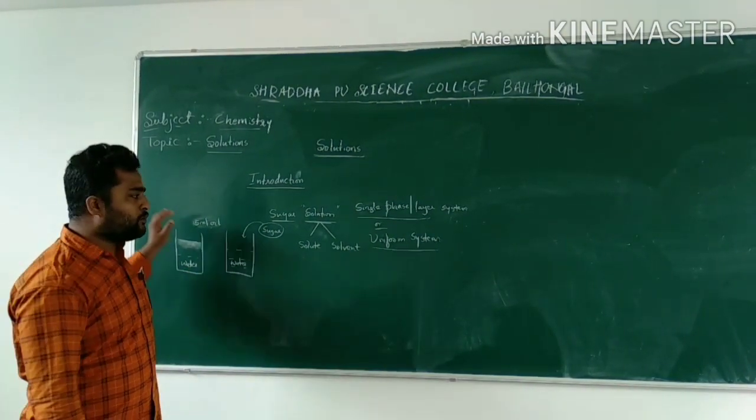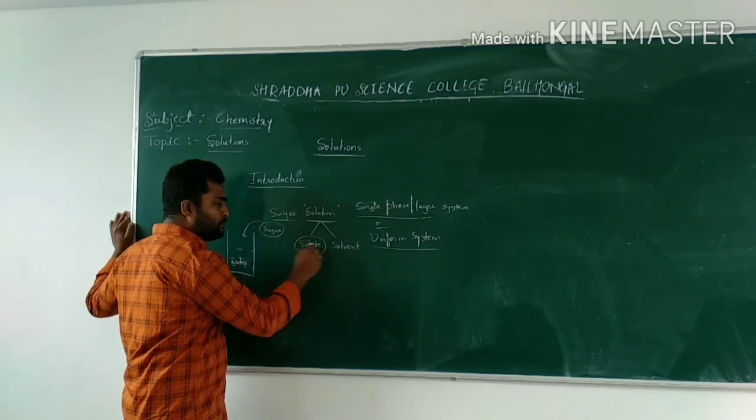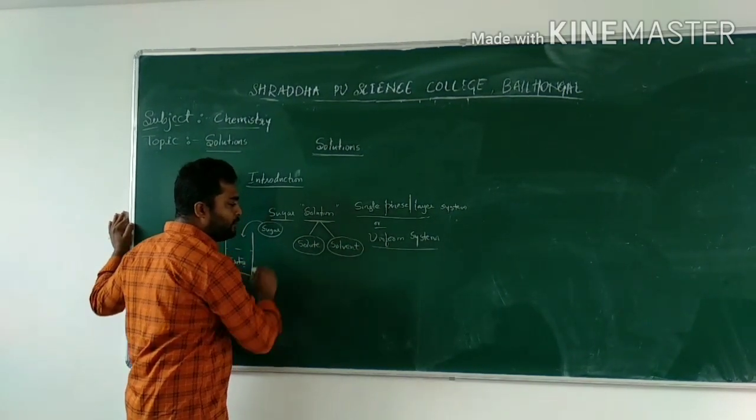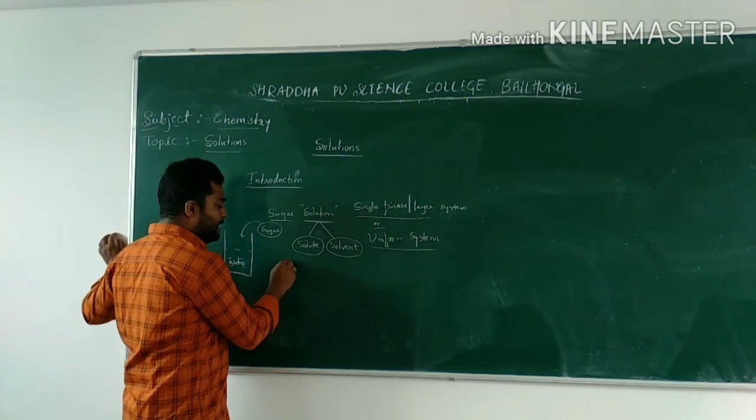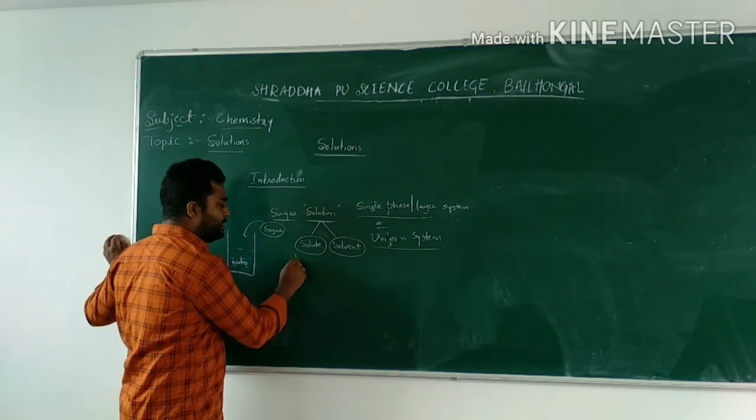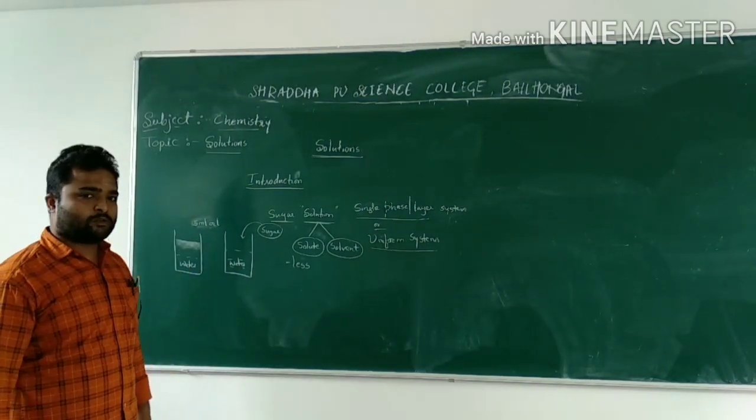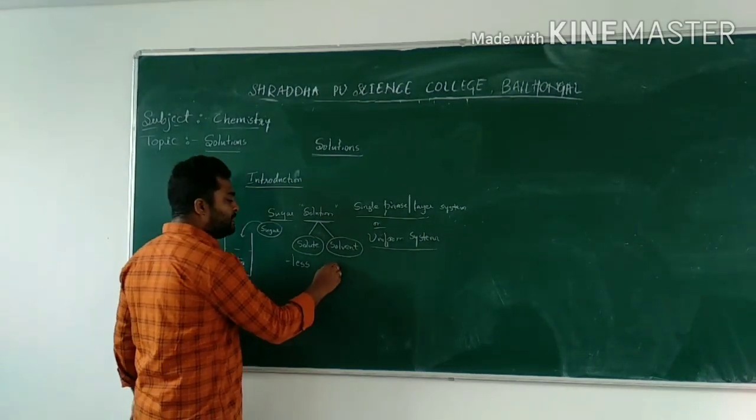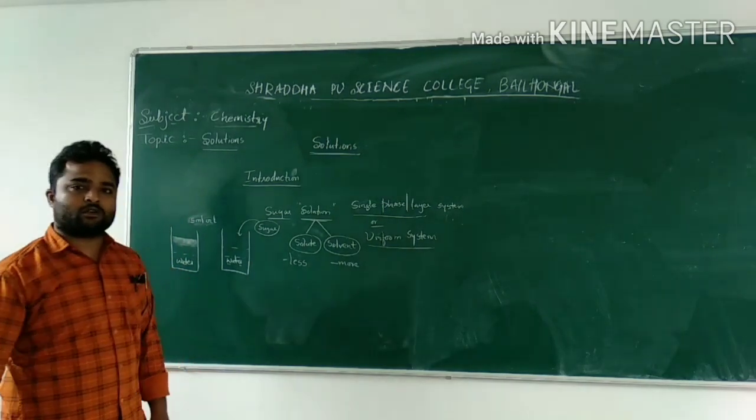Now what do you mean by uniform composition? We will understand. First I have to define what you mean by solute and what you mean by solvent. Solute, as you already learned, is anything that is present in less quantity or less concentration, and anything that is present in more quantity or more concentration, you call it solvent.